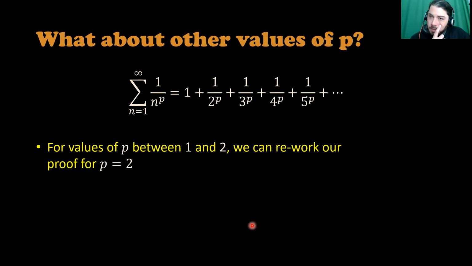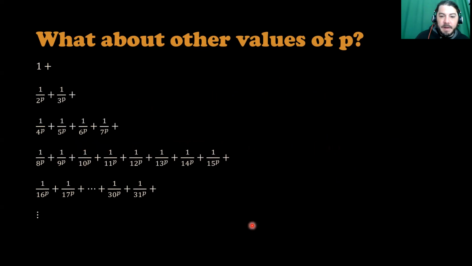Well, what we could do here is rework the same proof that we did for p equals 2, except just leave the p's as p's and assume that p is just some number bigger than 1. Okay. So we split it up in the same way as we did with p equals 2. So we got 1 plus 1 over 2 to the p plus 1 over 3 to the p plus 1 over 4 to the p plus 1 over 5 to the p, plus 1 over 8 to the p all the way to 1 over 15 to the p plus 1 over 16 to the p all the way to 1 over 31 to the p, and so on and so on. And again, the way this grouping works is we got 1 term, 2 terms, 4 terms, 8 terms, 16 terms, the next one will be 32, and so on.